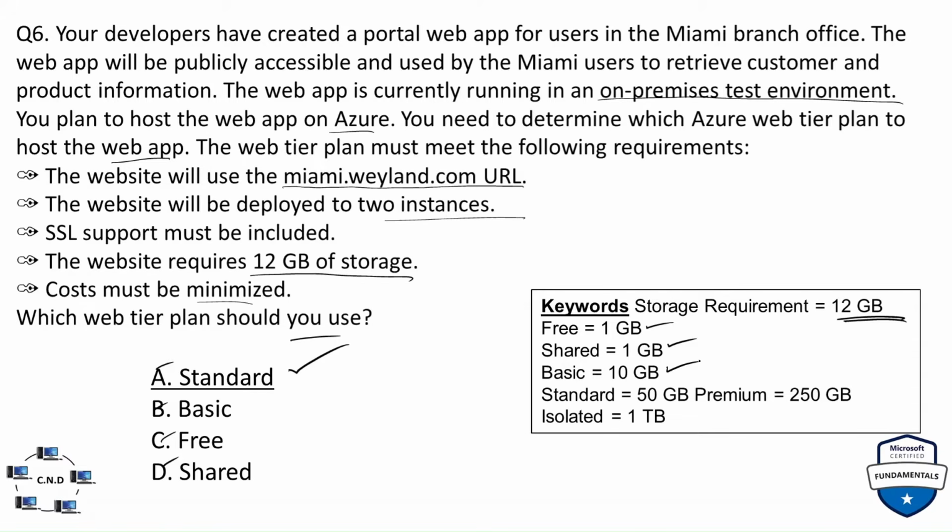Basic plans give us 10 GB, while the standard plan gives us 50 GB. So this fulfills our requirement, and premium and isolated give more than what we need. So the suitable option is the standard.